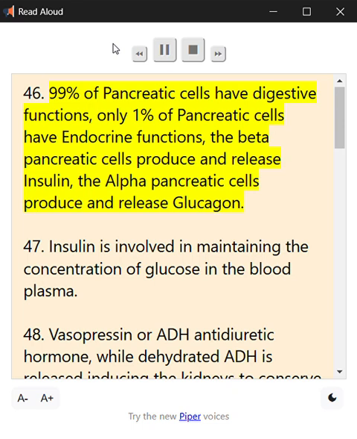46. 99% of pancreatic cells have digestive functions. Only 1% of pancreatic cells have endocrine functions. The beta pancreatic cells produce and release insulin. The alpha pancreatic cells produce and release glucagon. 47. Insulin is involved in maintaining the concentration of glucose in the blood plasma.